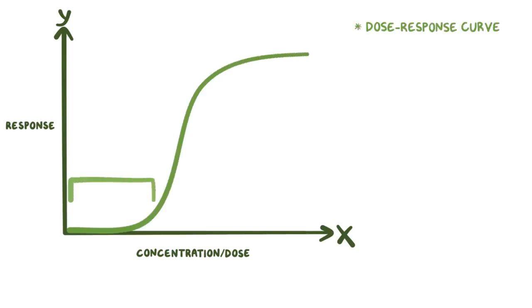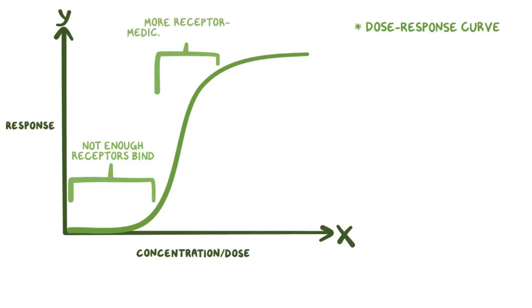At first the curve is more or less flat, and that's because the concentration is too low. So not enough receptors bind to the medication to cause a significant response. As the concentration increases, more receptor-medication complexes form, so the response to the medication climbs upward. This is described as a graded dose-response relationship.